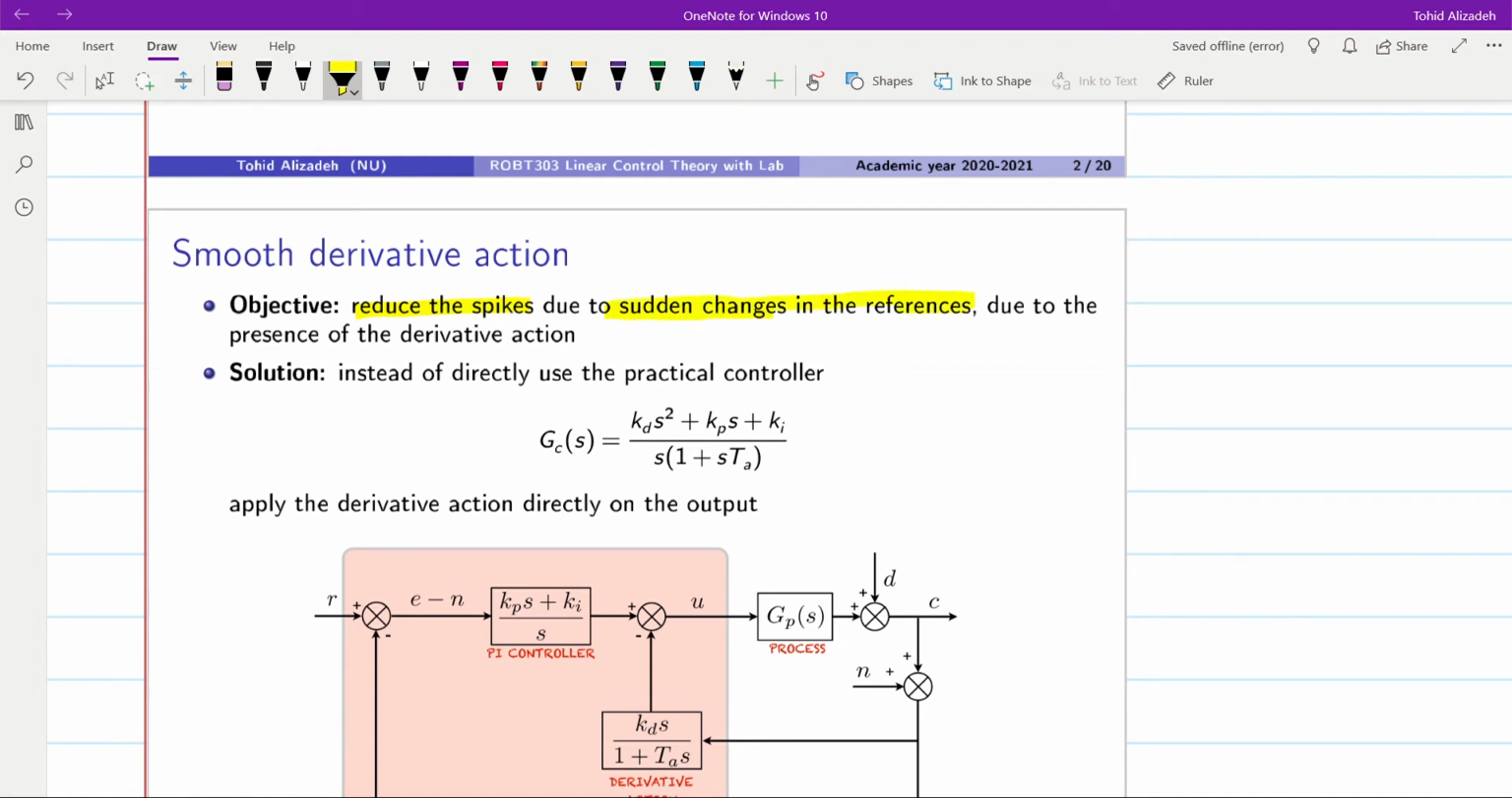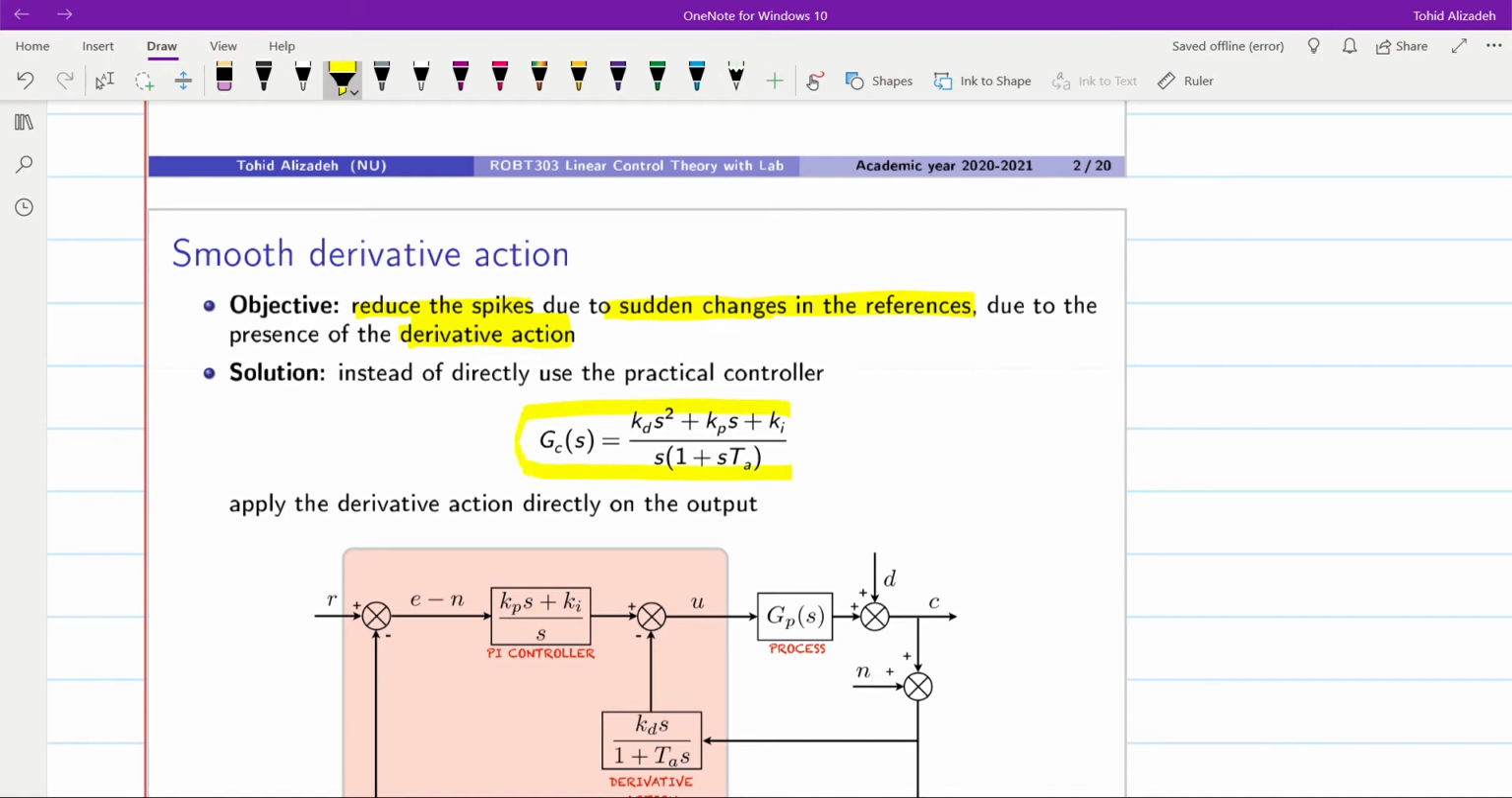So the objective here is to reduce the spikes due to the sudden changes that we might have in the references. Since we have the derivative action for our PID controller, when there are sudden changes in the reference signal there would be some spikes, and we want to reduce these spikes.